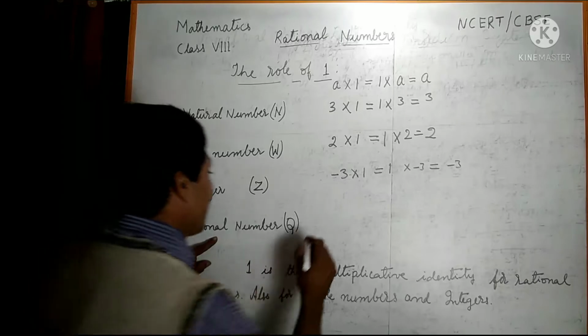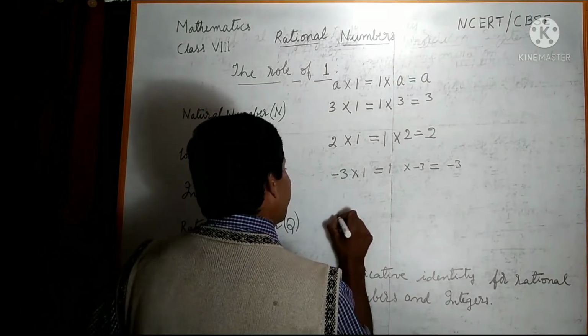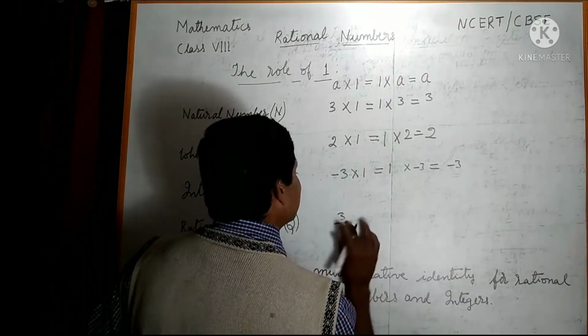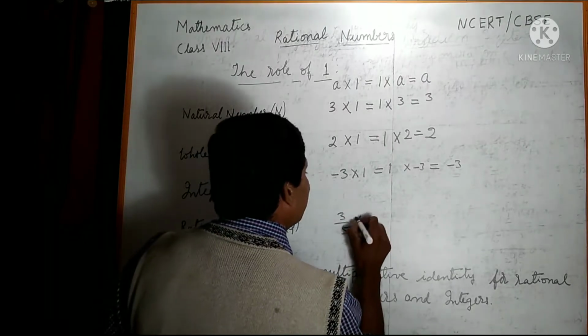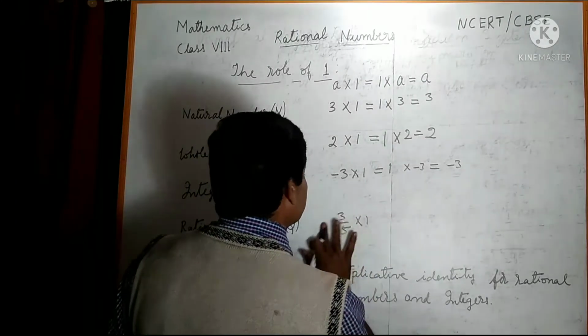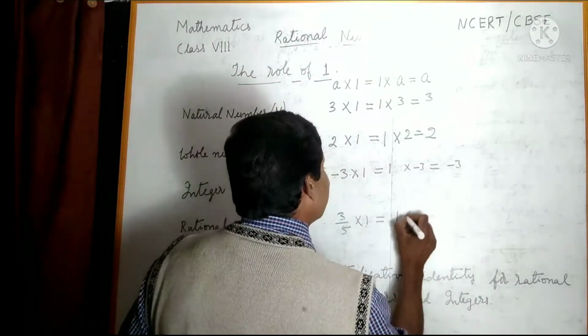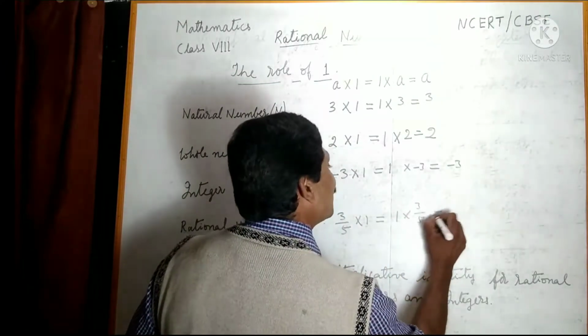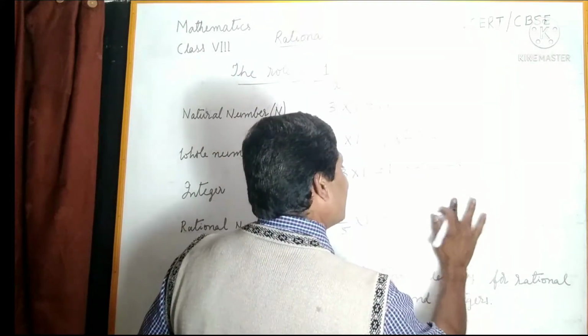And when we multiply 1 to a rational number, 3 by 5 into 1 is equal to 1 into 3 by 5, we will get a rational number again.